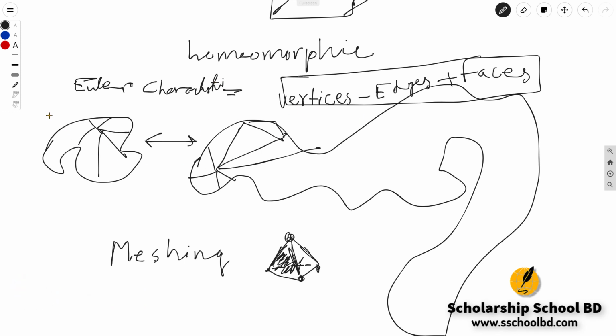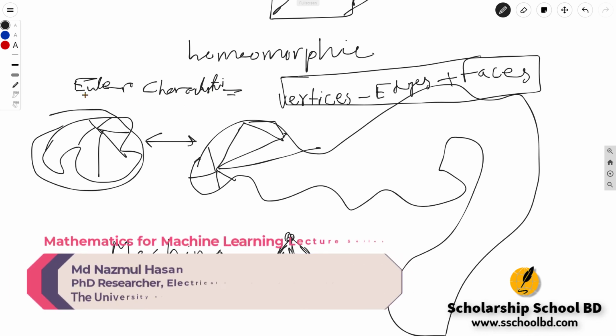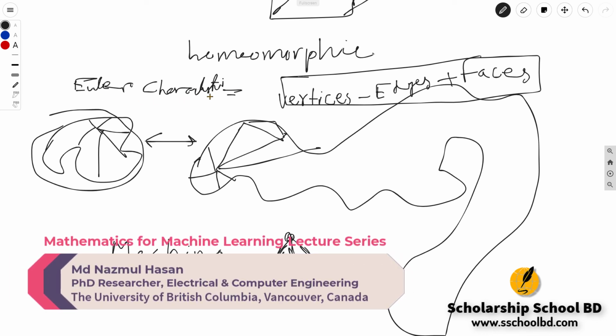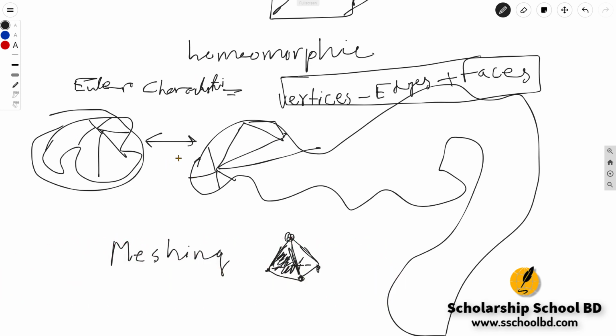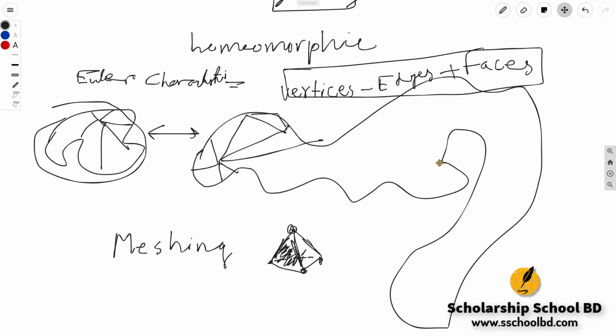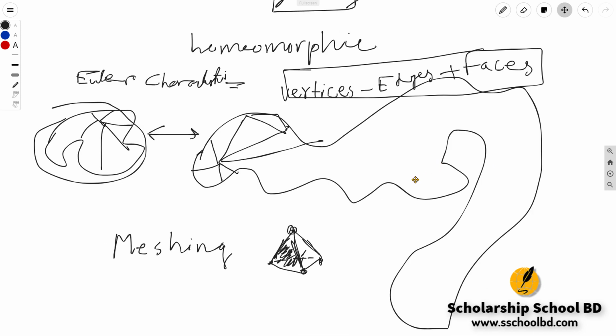Now, if you do the same thing for this object, and if their Euler characteristics match, then they are equal, and you can call these two objects homeomorphic. So that is how we characterize complicated three-dimensional objects which do not have any regular shape like a cube or a sphere or a torus. This kind of application is very useful in spherical convolutional neural networks, where we try to detect objects from three-dimensional pictures. It has direct application in computer vision.